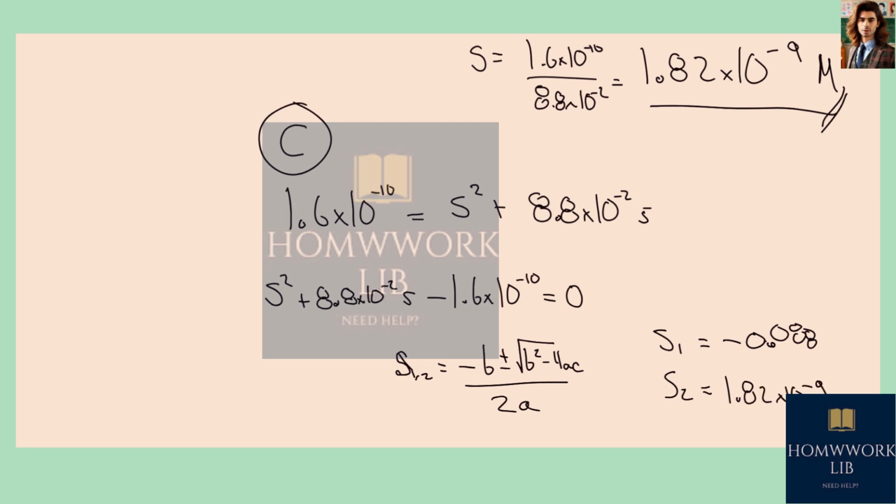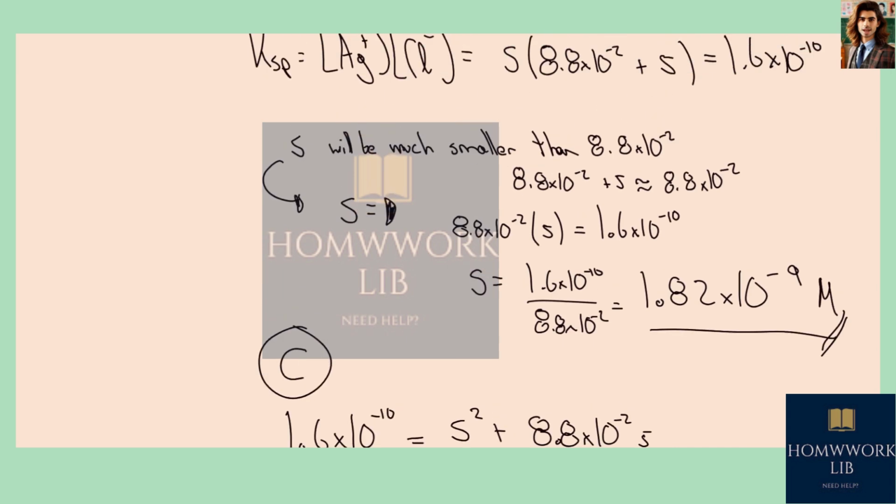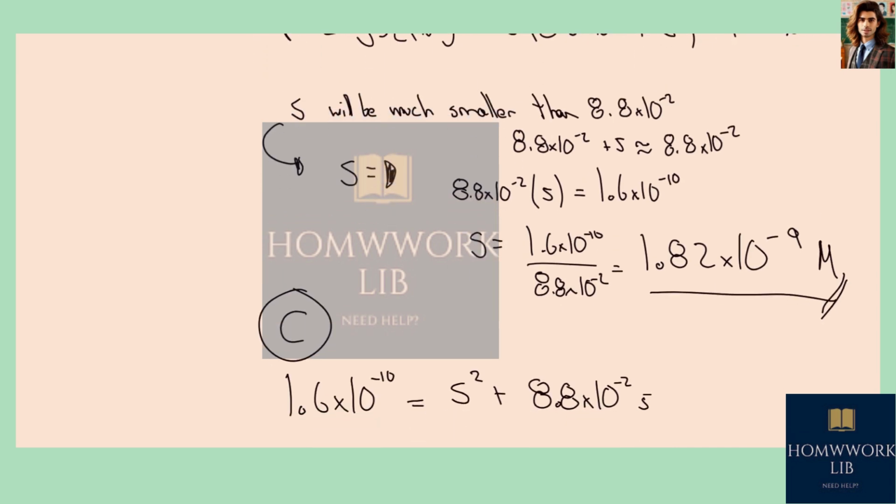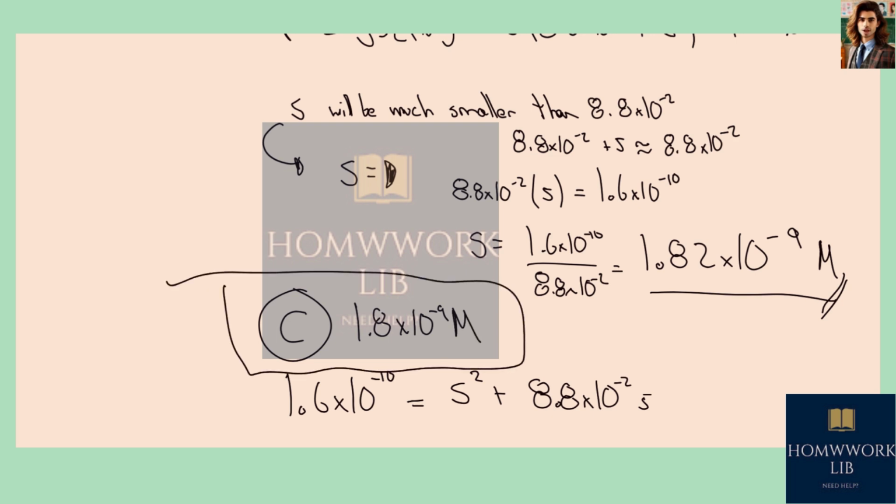So in this case, as you can see, the approximation was good. The correct value for the solubility can be found either way. Remember that the negative value of the solution can be discarded since it is going to be a non-physical solution. So over here, the correct option, as I was mentioning, is option C, which is 1.8 times 10 to the minus 9 molar concentration. And with that, it would be all.